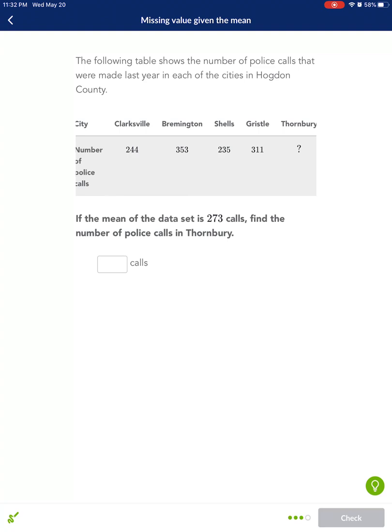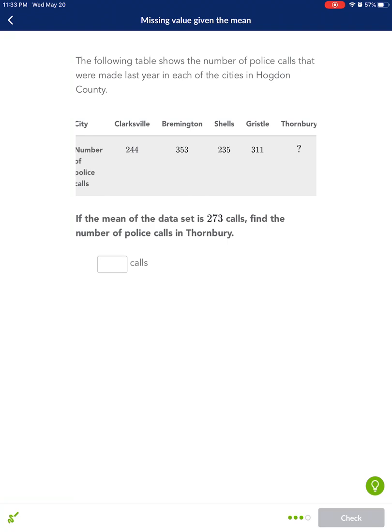All right, so the following table shows the number of police calls that were made last year in each of the cities in Ogden County. All right, so I have no idea if that is a lot or not. It doesn't seem like that many. I mean, in Clarksville, that isn't even one call per day. Yeah, that's not even one call per day every day, right? So that's pretty good, I'd say, because there are probably some people who call many times. All right. If the mean of the data set is 273 calls, find the number of police calls in Thornbury.